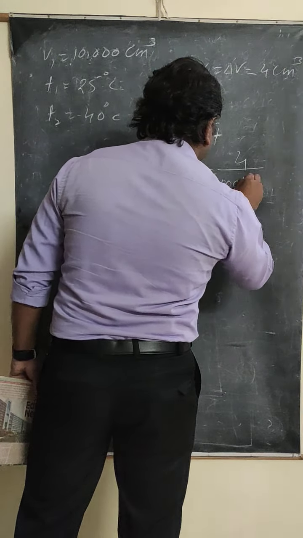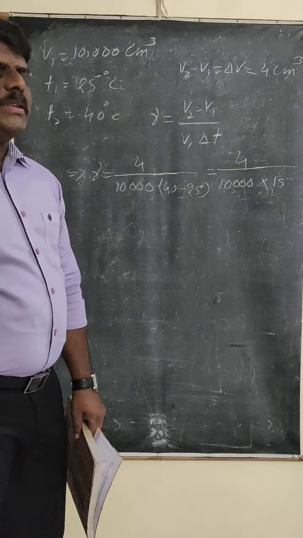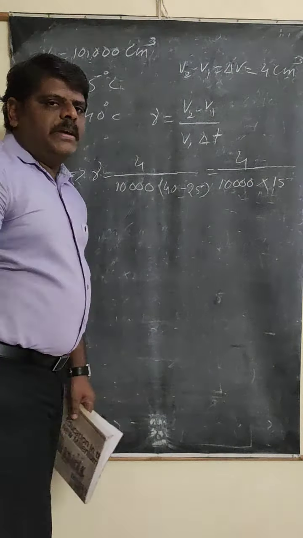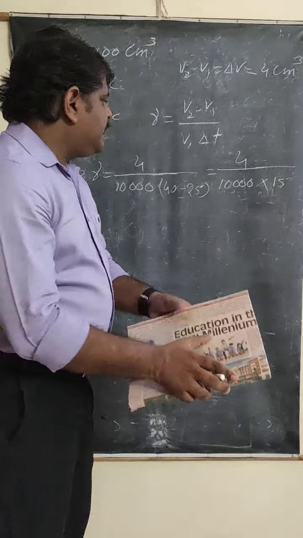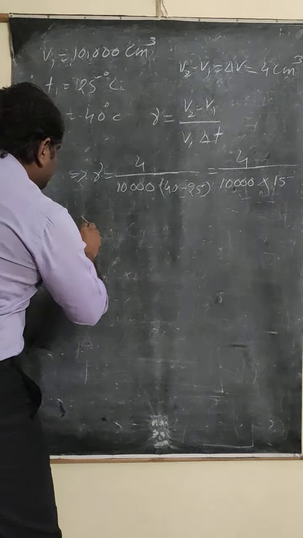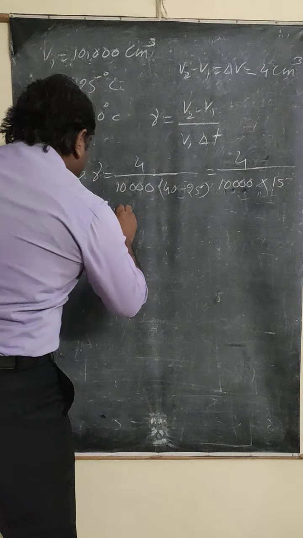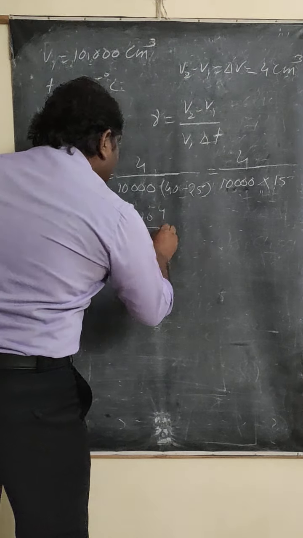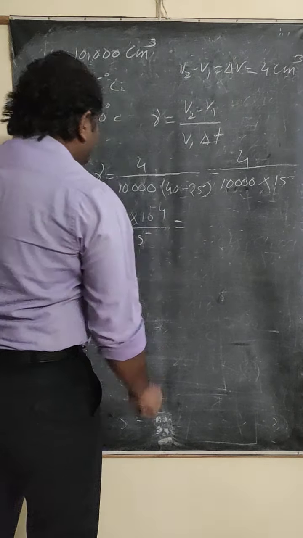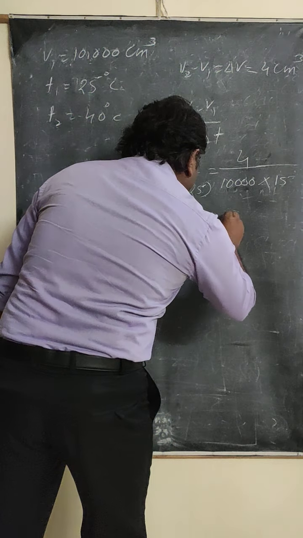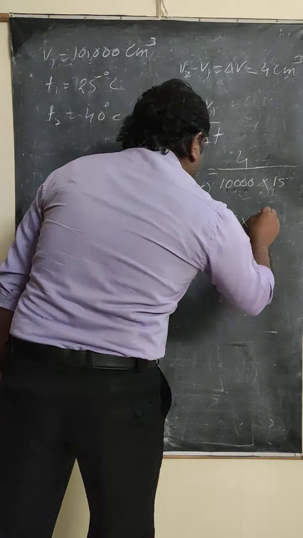40 minus 25 is 15. So 10 to the power of minus 4 goes to the numerator, and we get 4 into 10 to the power of minus 4 by 15. When you divide 4 by 15, you get 0.266. If you simplify the complete value, this is 0.266 into 10 to the power of minus 4.